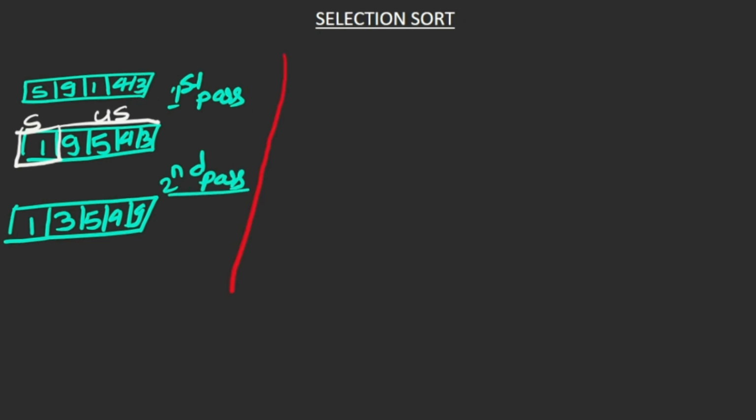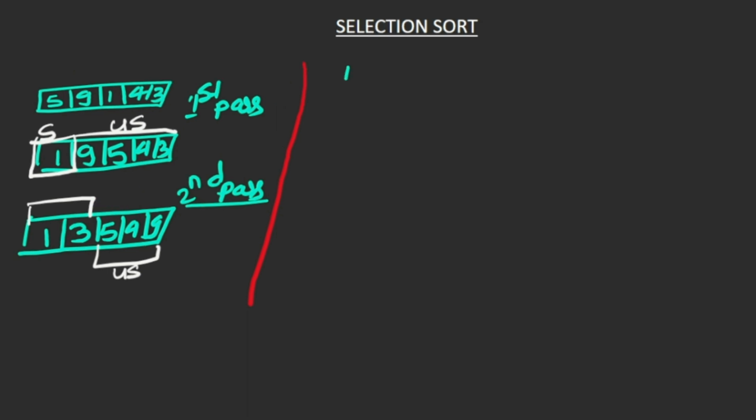Okay. So same thing here. Now the sorted array is up to this and this is the unsorted part, right? So again, same thing we will do. We will find the minimum in the unsorted part. So minimum is 4. So we will swap 4 with 5, right? So swapping will happen from here. After the swap, now the array will look like 1, 3, 4, 5, 9, right? This is after the third pass.